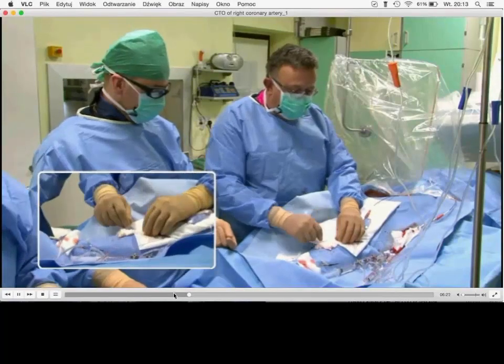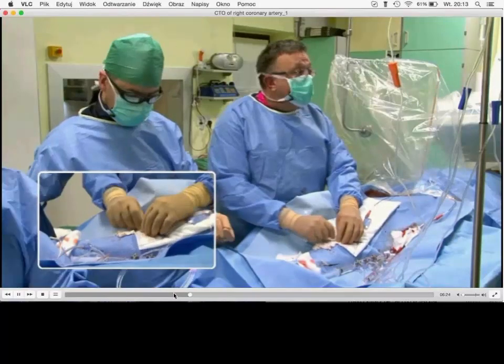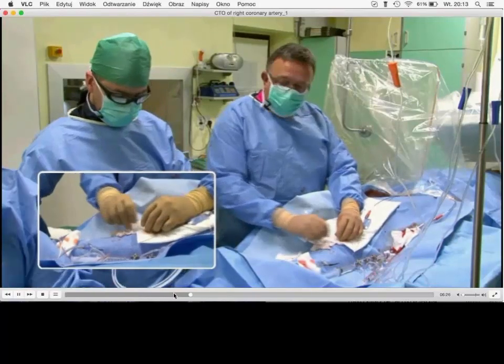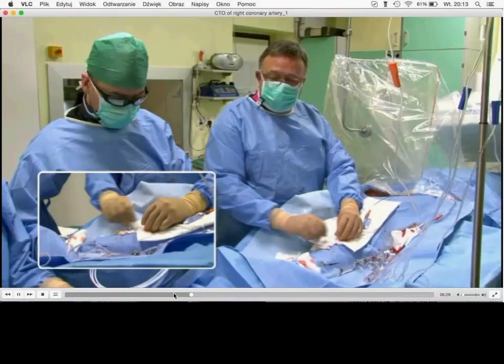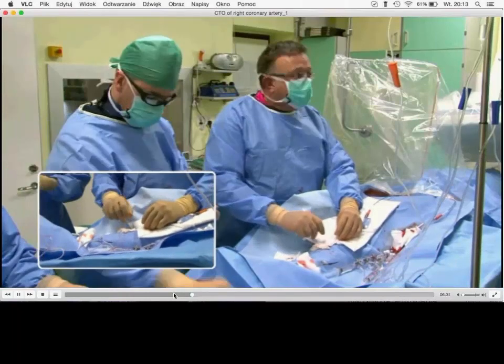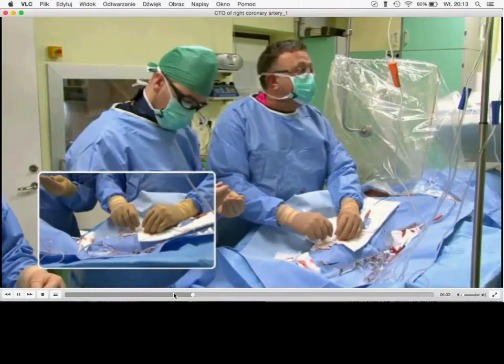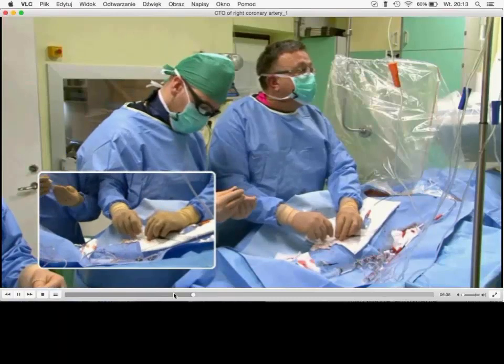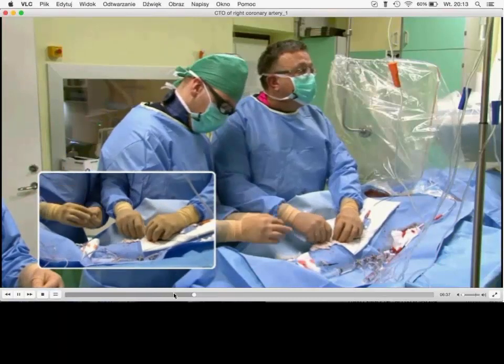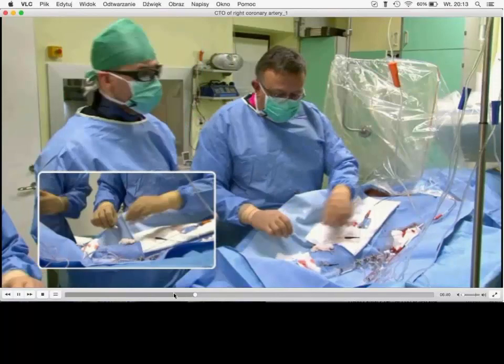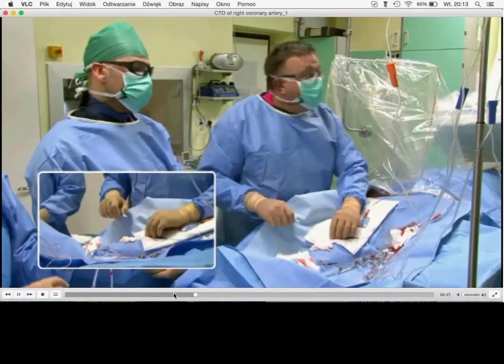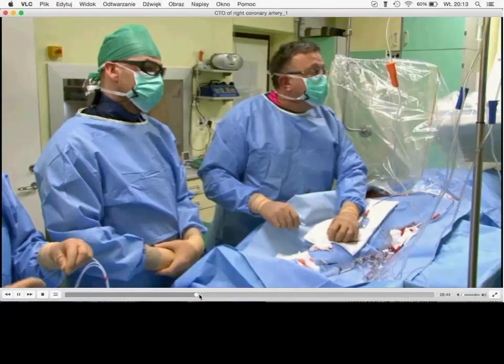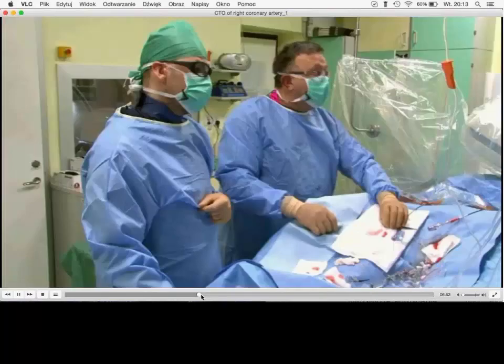So it's very important to go very gently and try not to damage these collaterals. They are very fragile sometimes, so it's very difficult. And if they are very tortuous, it's also a problem. But in such a case, as you saw, it was possible. You see the Sion Black going through those curvatures, so it was finally okay.